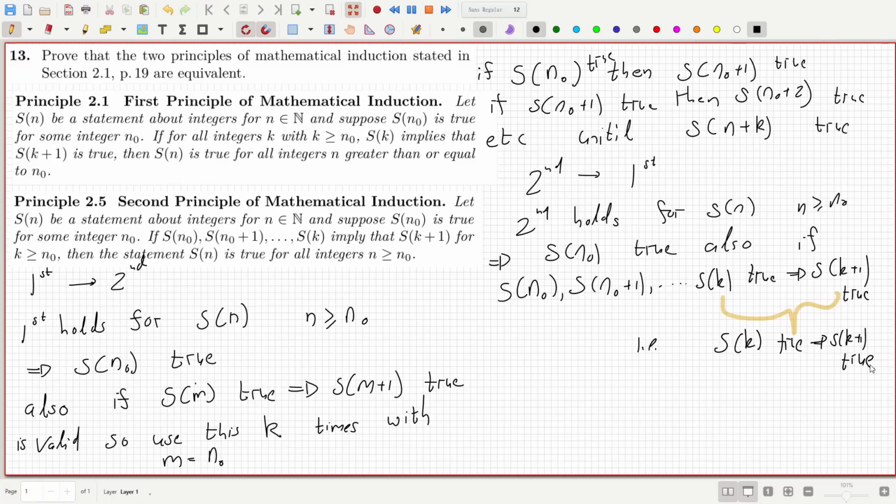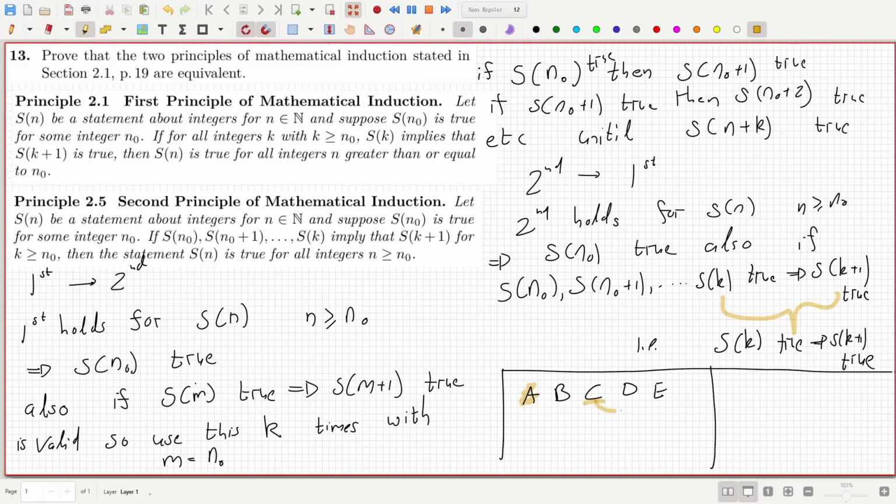So you're kind of like deliberately ignoring things. It's like saying, think of an example, maybe. Maybe I could put an example here. So in the first method, A, B, C, D, E, this says if the first one is true, and if any particular one is true, it leads to the next one being true, then they all must be true.